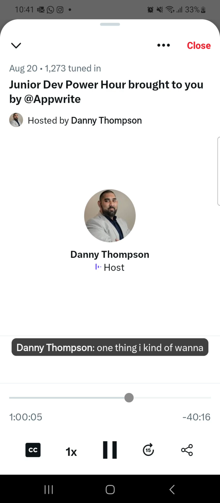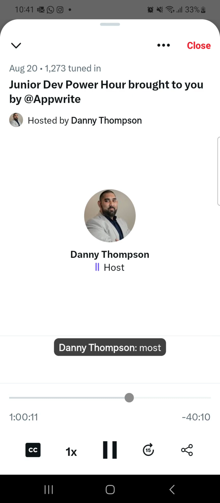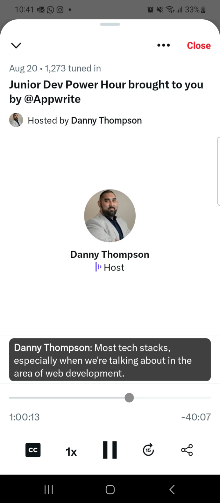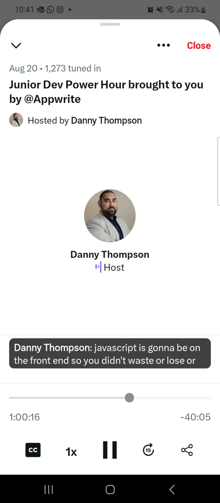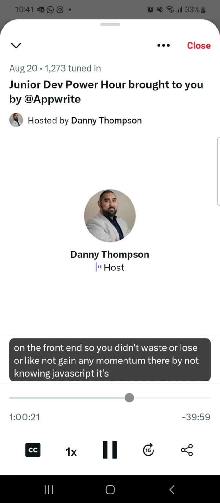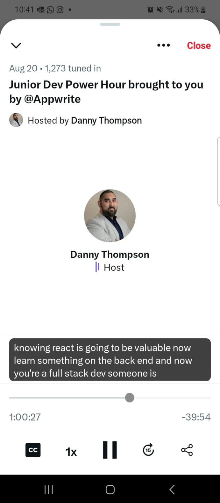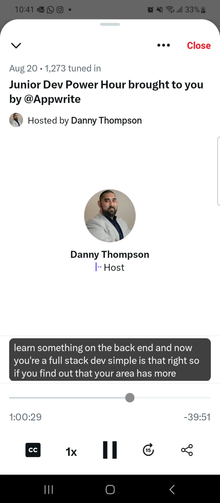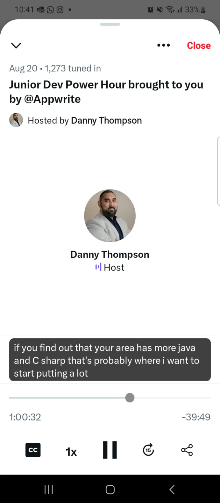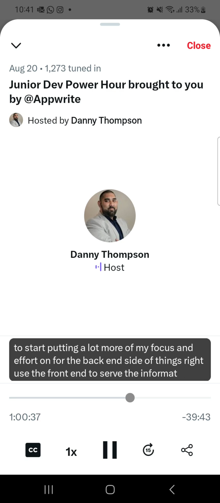One thing I kind of want to explain to folks: in most tech stacks, especially in the area of web development, JavaScript is going to be on the front end. So you didn't waste or lose or not gain any momentum there. It's going to help you. Knowing React is going to be valuable. Now learn something on the back end, and now you're a full stack dev. Simple as that, right? So if you find out that your area has more Java and C#, that's probably where I want to start putting a lot more of my focus and effort for the back end side of things. Use the front end to serve the information, use the back end to create the calculations, and send it through an API. Boom, you're good. That's exactly what you need to be doing.